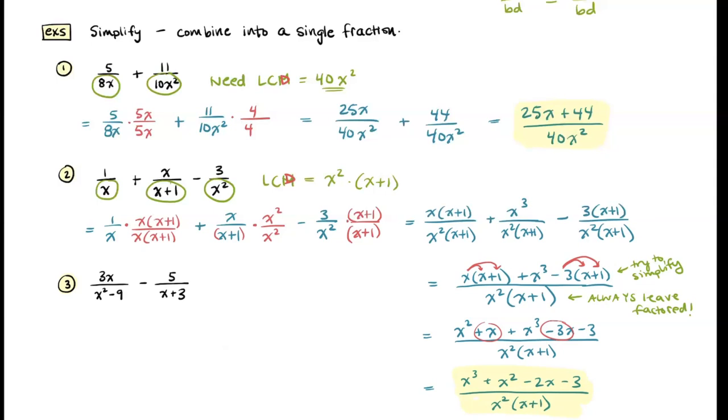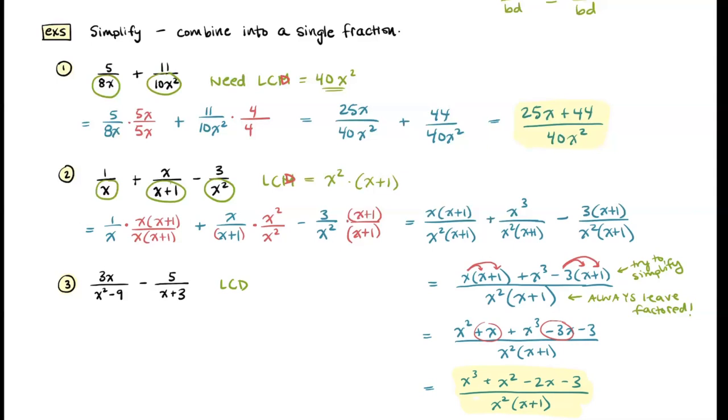Example number 3 is 3x over x squared minus 9 minus 5 over x plus 3. Okay, we're looking for the least common multiple or the least common denominator between x squared minus 9 and x plus 3.